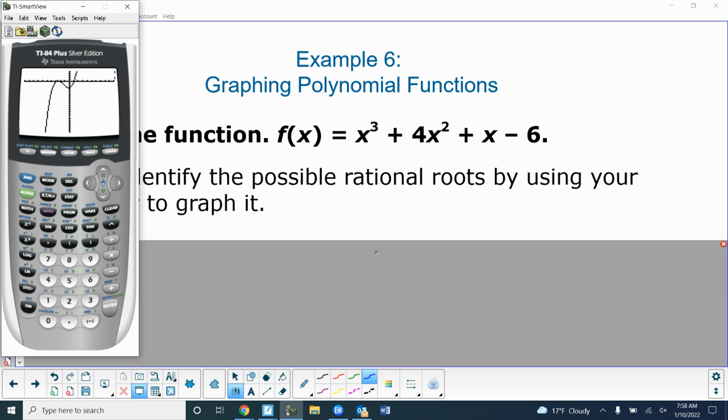Well, I don't have my normal window. So how do I get to my normal window? You guys remember? Zoom 6 will get you there if you don't have it, like mine isn't. So mine, go to Zoom 6, which is the standard window. It gives you that one. Okay?